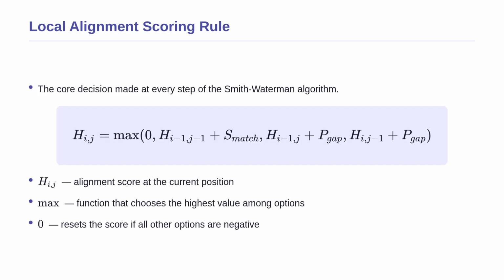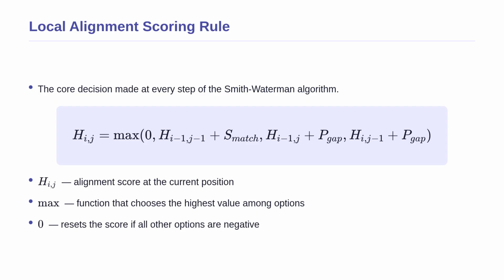Now that we understand the Smith-Waterman trick, let us look at its mathematical engine. This formula represents the core decision made at every single step of the local alignment algorithm. The variable Hij is the alignment score at the current position in the 2 sequences. The function max means the algorithm will evaluate 4 different options and choose the highest value. It checks the score for a match or mismatch, and the scores for opening or extending a gap in either sequence.